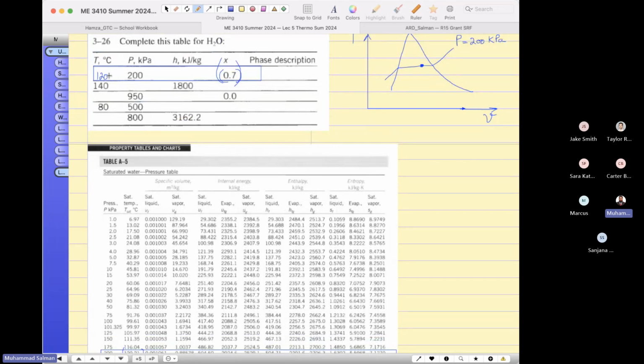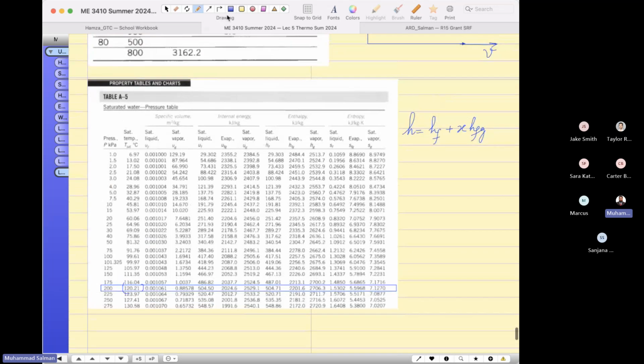This is correct. I'm glad you guys have understood. Let's find out h. Since h is not given directly, this formula is very helpful to find the values inside the liquid vapor mixture. I want to focus on these three columns. Why this column? Because this first column is hf, so I'm going to write hf, 504.71, plus 0.7 times hfg. Look, this value is 2201.6. Do you guys see that? If you do the math and help your professor, the professor will be happy.